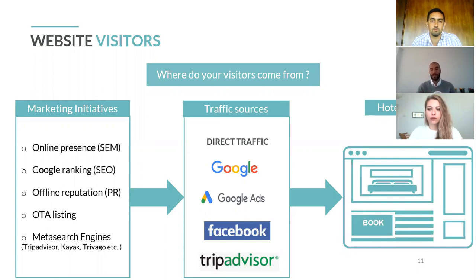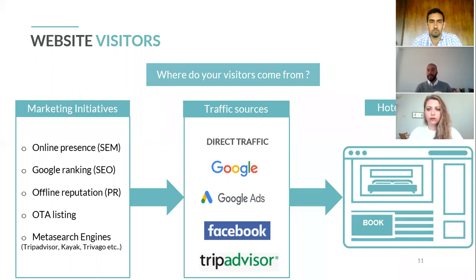And a very similar approach would be your ranking on the metasearch engines. In this case, we're talking about TripAdvisor, Kayak, Trivago, and the others. Similar to your OTA listing, it's how well you rank, how good your reviews are, or how much value is perceived by a previous guest. That dictates a bit the amount of traffic that actually makes it to the website. Then that traffic translates into the traffic sources. People can come from all these sources. There are way more, but we just summarized the most important ones, and eventually they make it to the website.